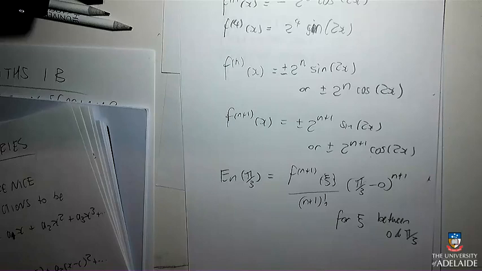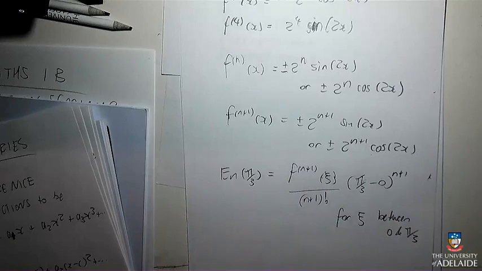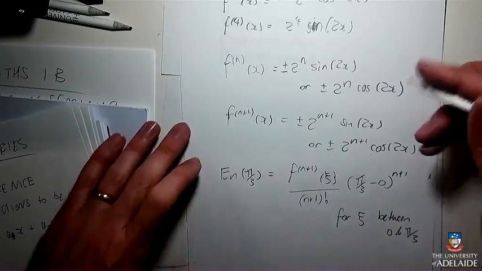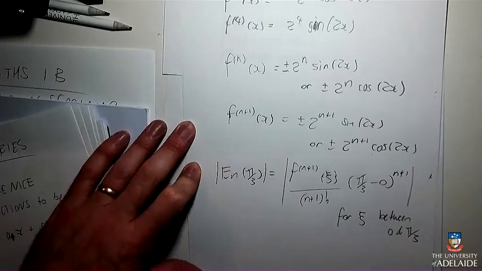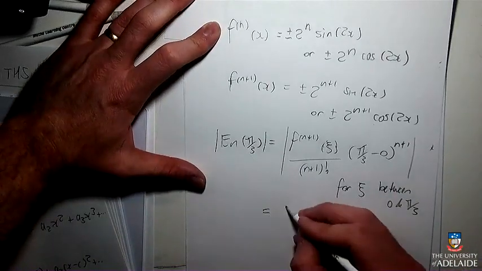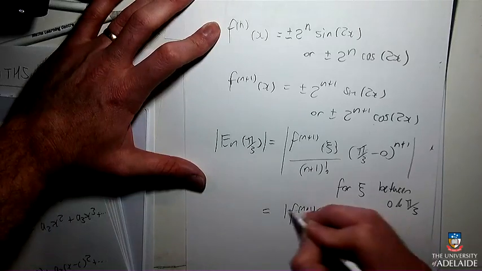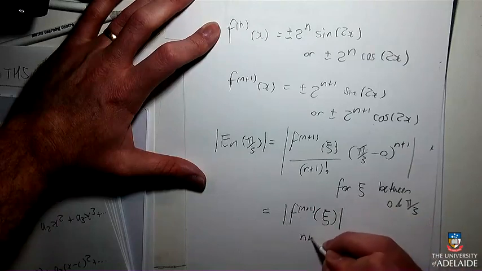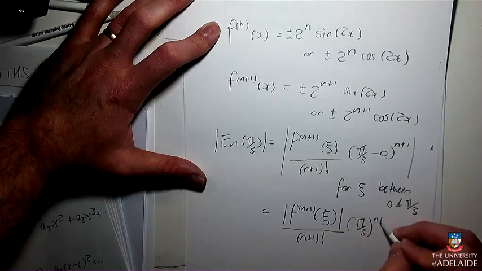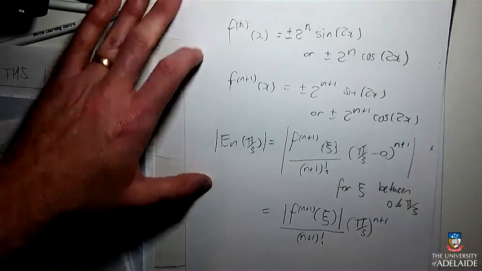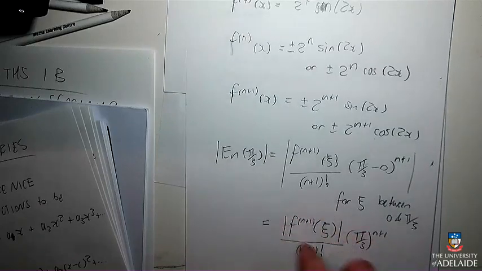Right. The issue is going to be this thing. I need to know what this is less than. And I don't really care about this. I just want the error, absolute value of the error. Right? n is a positive number. Pi on 3 is positive. So we've got this. Well, here's the thing. Let's have a look at what this absolute value is.